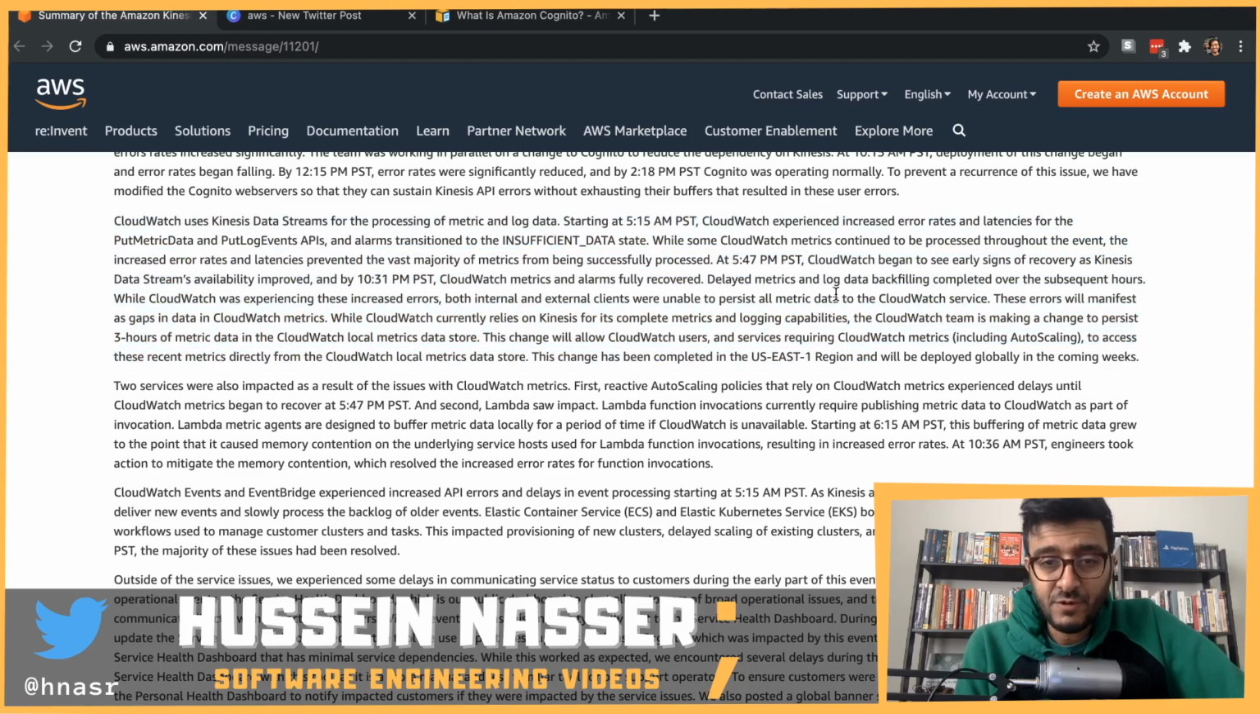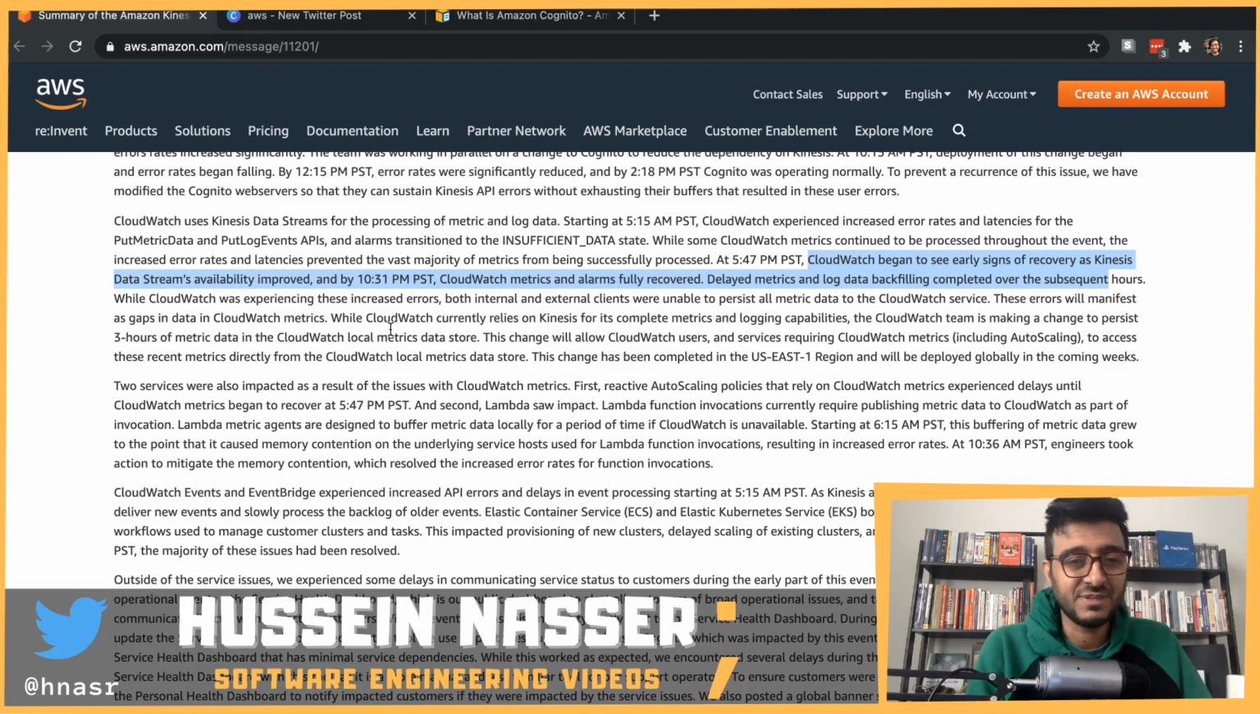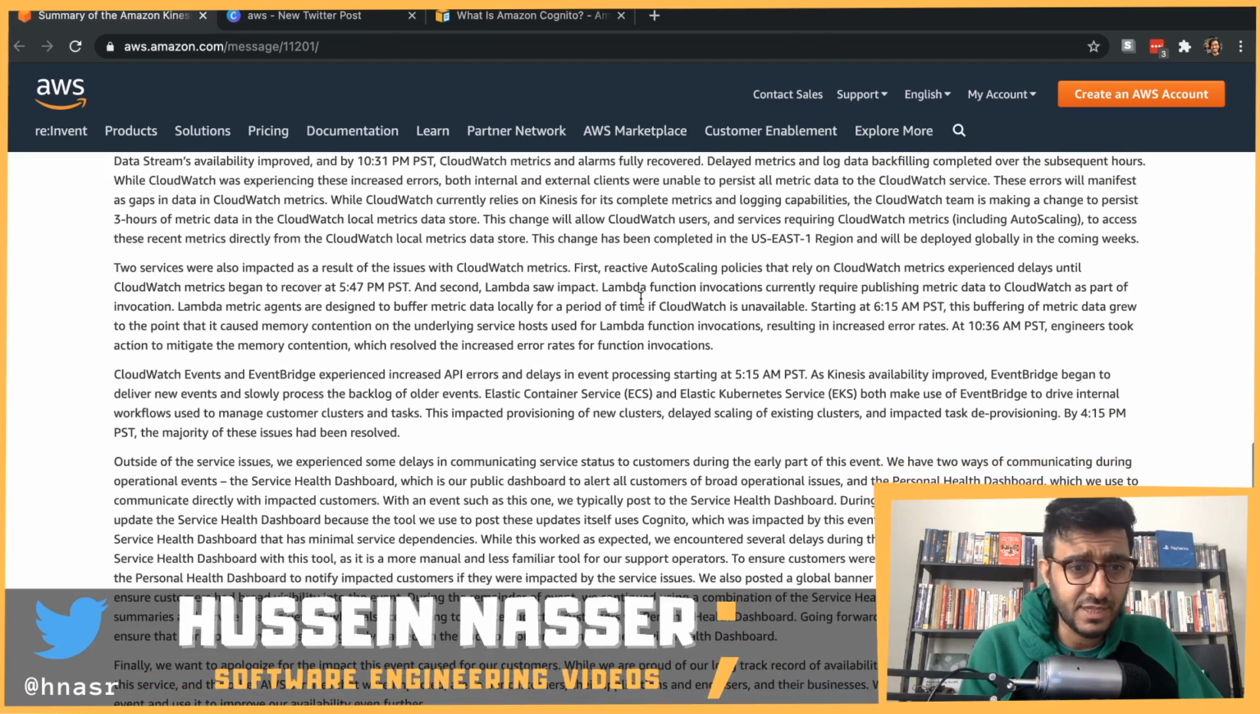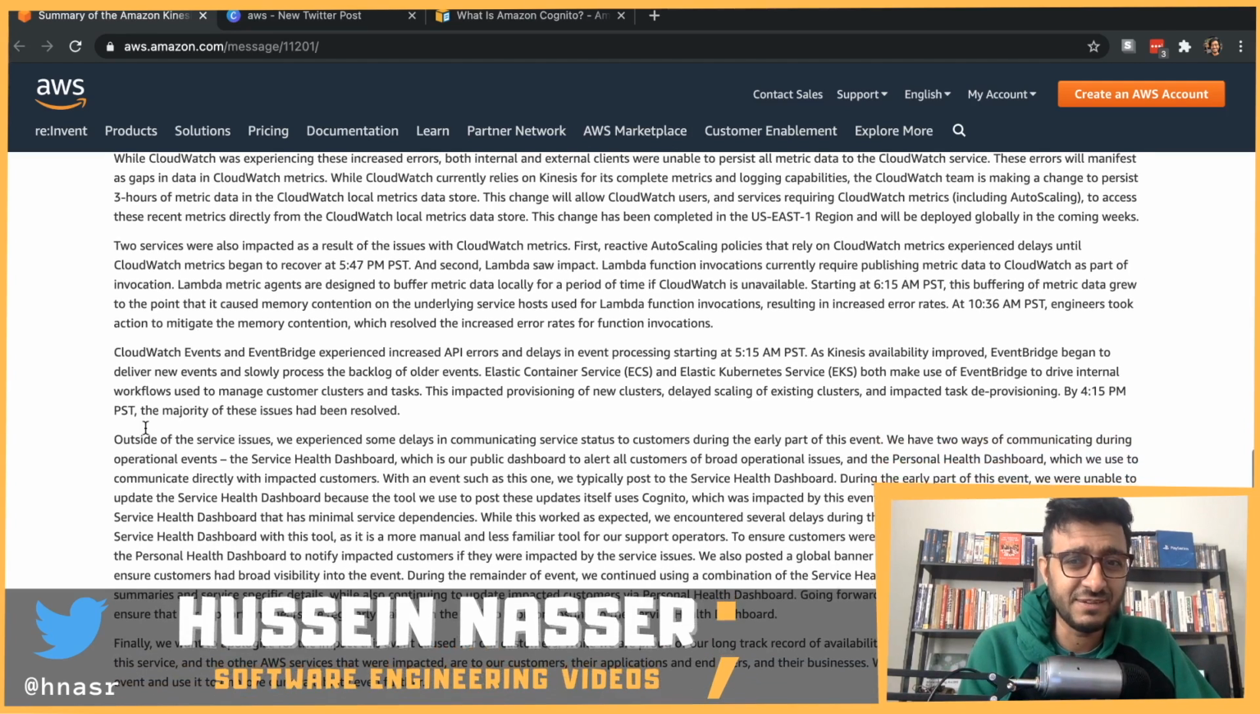At 7:47 p.m., CloudWatch began to see early signs of recovery as Kinesis data stream availability improved, right? Because I think they give priority to CloudWatch so they can spin up all these services and get it up and running. And by 10:30 p.m., CloudWatch metrics and alarms fully recovered, with delayed metrics and logs subsequently following. All right, so we know this service is dependent. That's good. The Cognito one was really interesting, in my opinion.